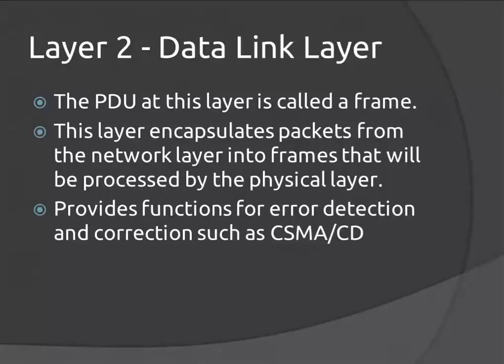Layer 2 of the OSI model is the data link layer. The PDU at this layer is called a frame. Packets processed in this layer are encapsulated into frames that can then be processed in the physical layer. Error detection and correction such as CSMA/CD is defined in this layer.